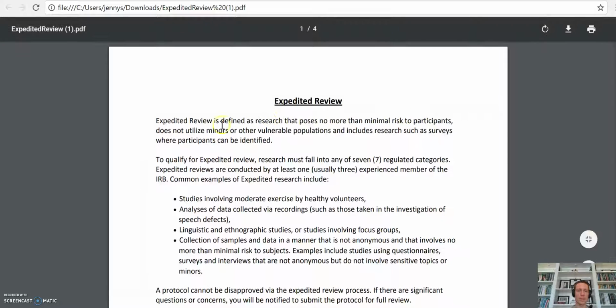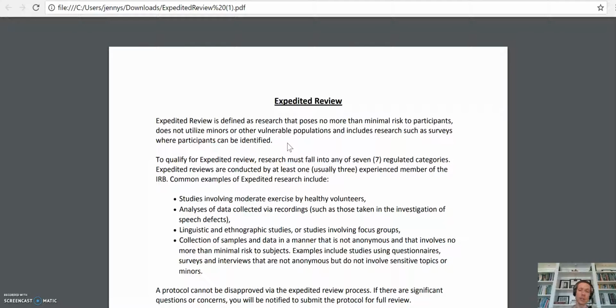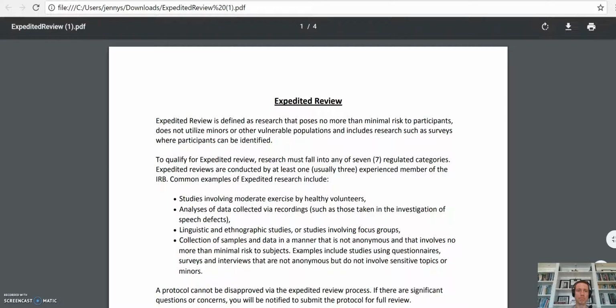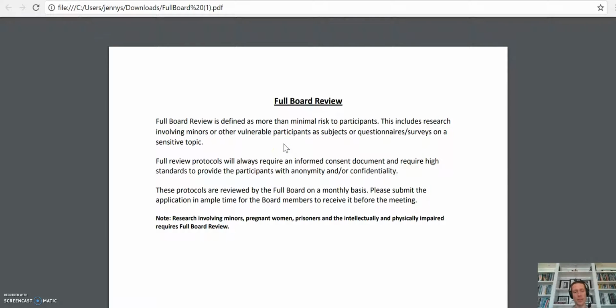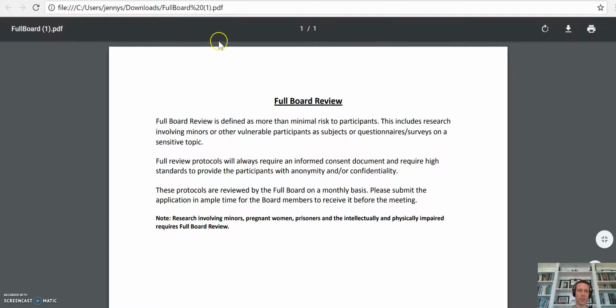Minimal risk to participants, does not utilize minors or other vulnerable populations. People with disabilities, prisoners might be vulnerable populations, or as you can see the other examples, minors, people 17 and under. It includes research such as surveys where participants can be identified. And let's move into full review. Full board review is defined as more than minimal risk to participants. This includes research involving minors or other vulnerable participants as subjects, or questionnaire surveys on a sensitive topic, such as someone's criminal history or someone's sexual orientation, are examples for that.